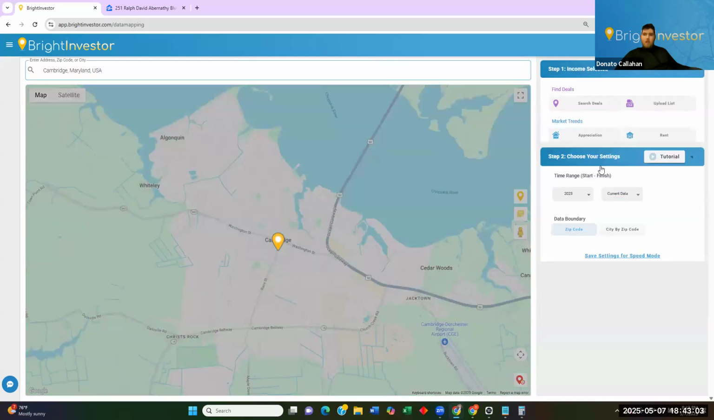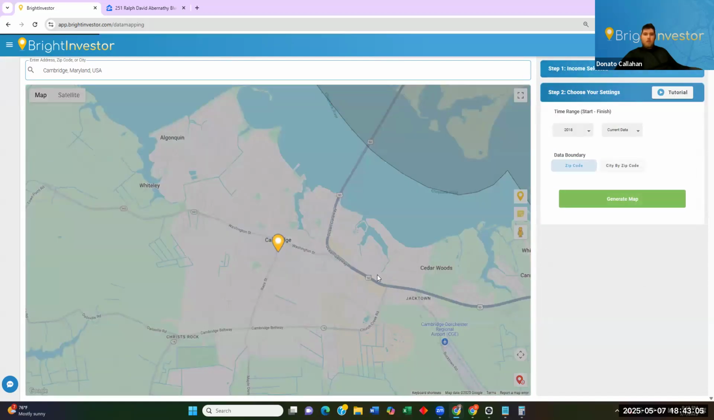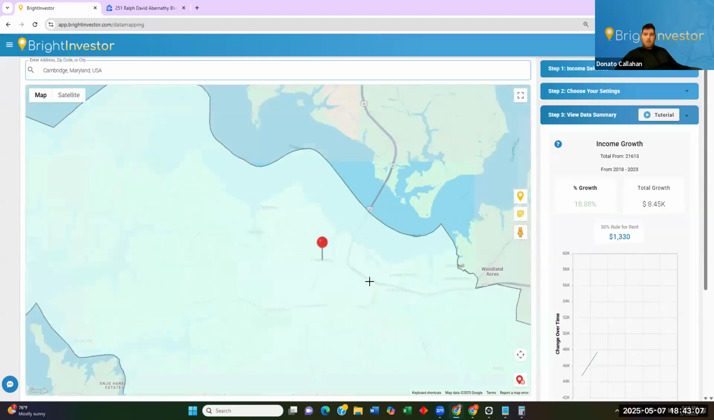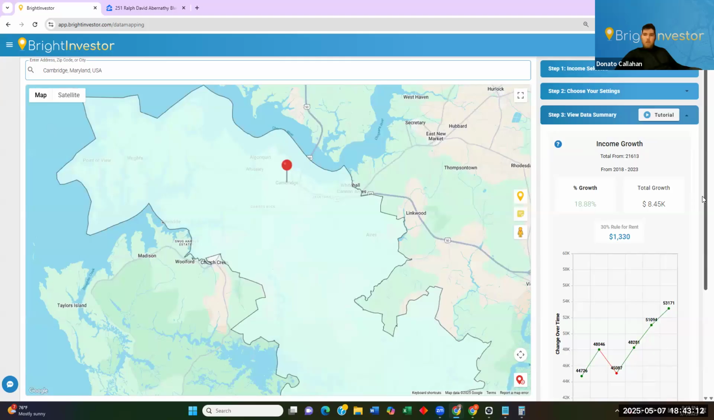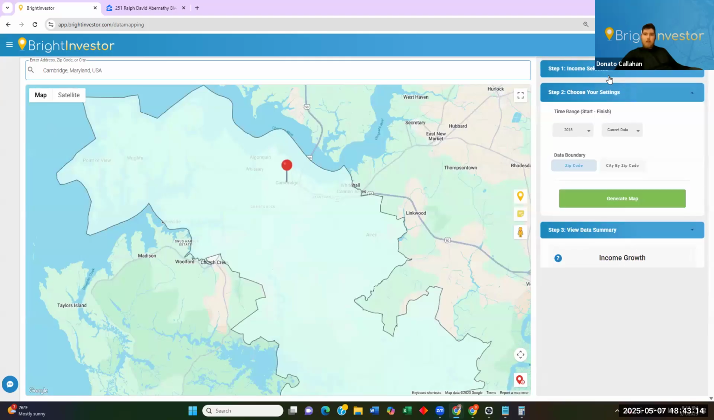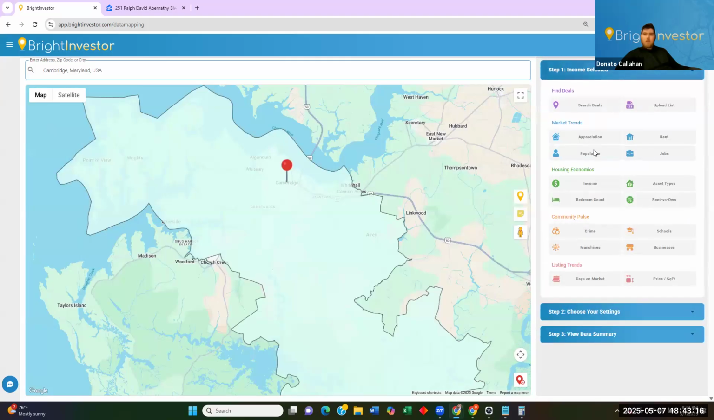So now I want to check out my income growth and say, are people making more money here too? Hopefully they are. Yep, they're up 18%, which is awesome. Perfect. We're seeing growth in the income and population, which is a win-win for us.